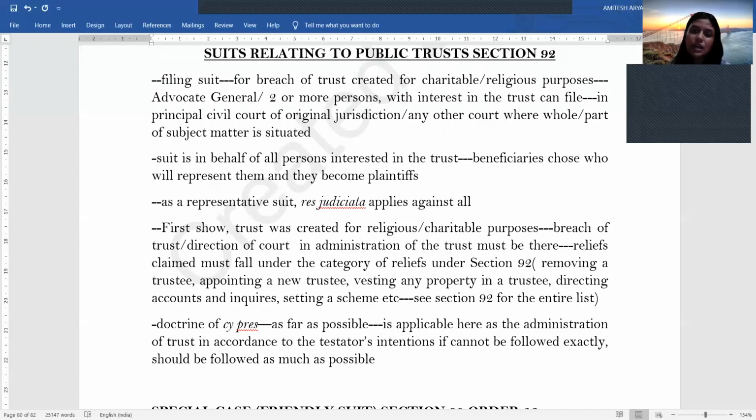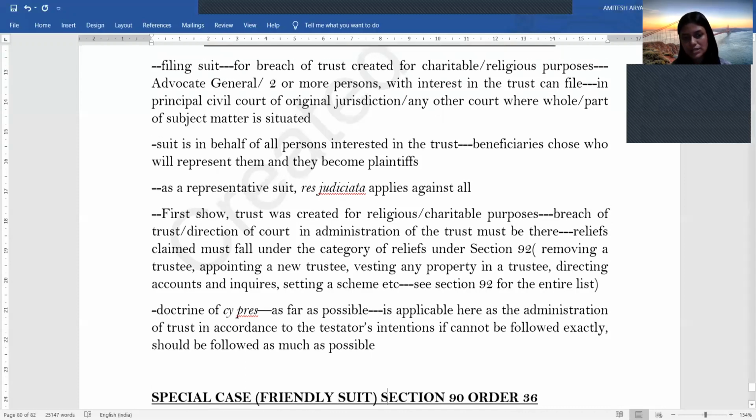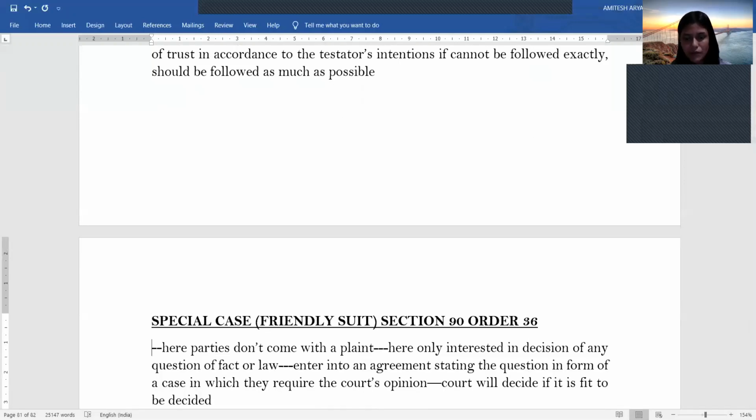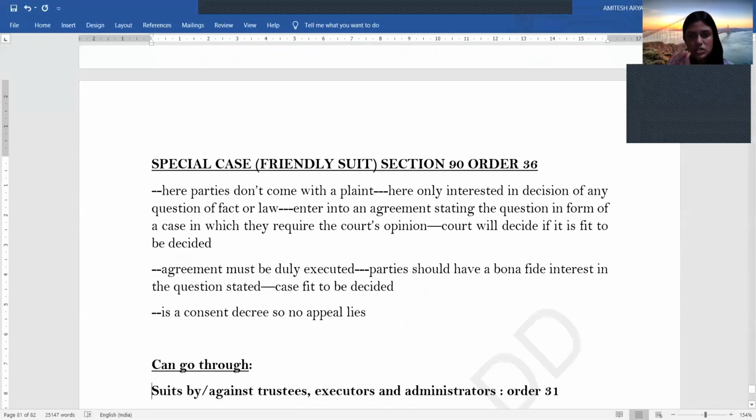Here you should see what are the categories of reliefs under Section 92, what are the different reliefs that they can ask for. Again, important: who can file this suit and where can it be filed, and it works as res judicata against all the persons who are being represented. Now that was mostly the last part. However, we'll just see what is a special case or a friendly suit.